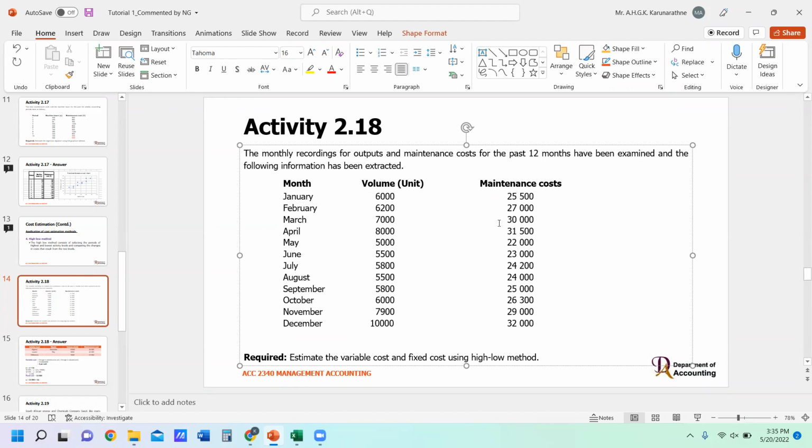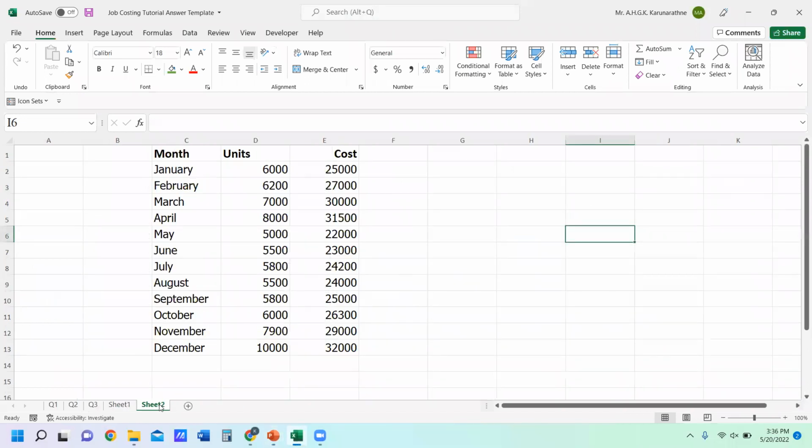Under the high-low method, based on the given observations, we identify the total cost at the lowest operations level and highest operations level. Then we try to identify what is the incremental output, what is the incremental cost. Accordingly, what is the variable cost, then what is the fixed cost. So we'll have a look at how to tackle these activities. So I have taken this information to this Excel sheet.